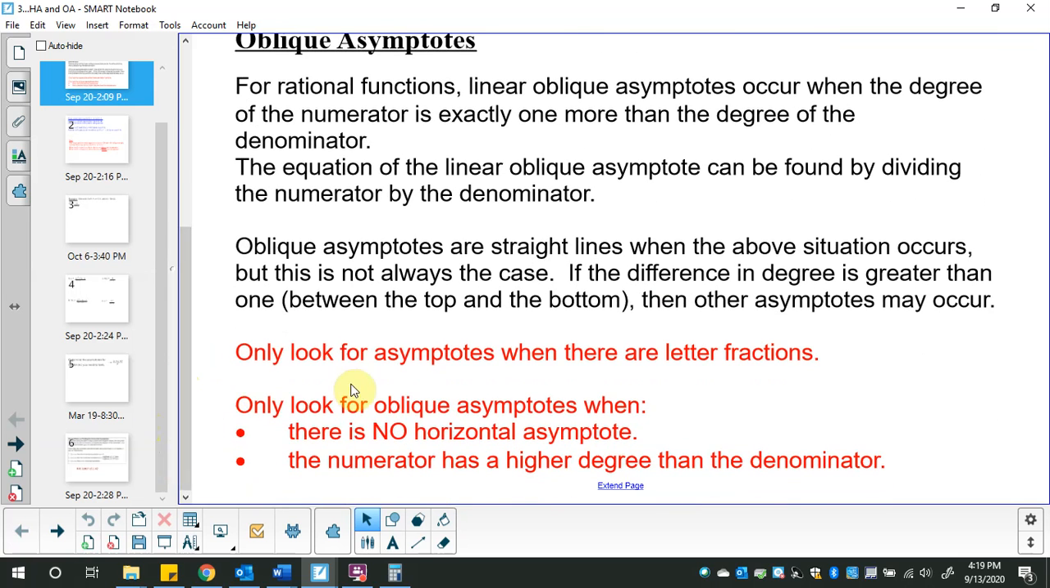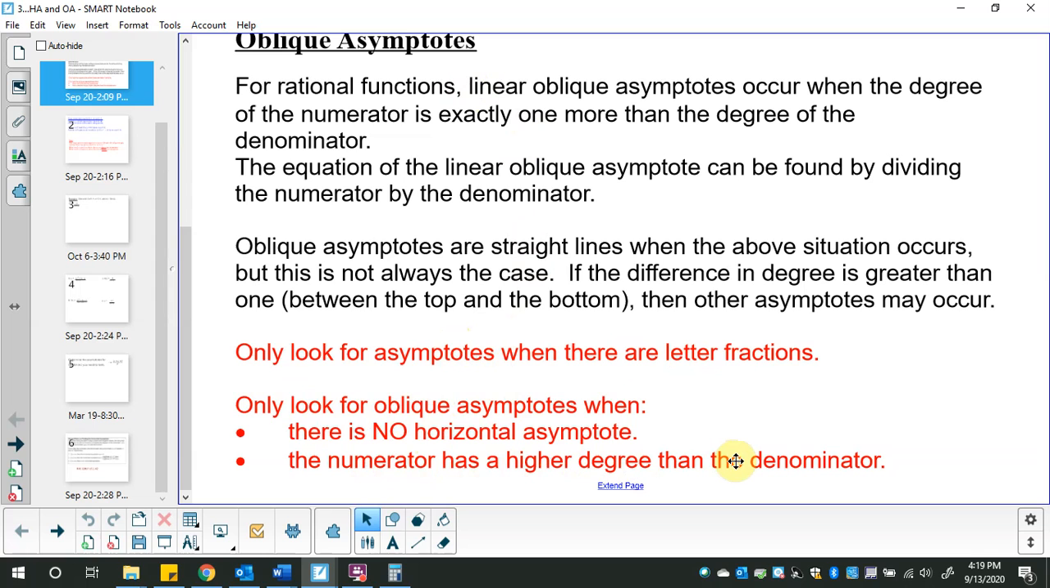You only look for asymptotes when there are letter fractions. So we've discussed the fact that when you have rational functions, you no longer get to look for double roots or points of inflection. Instead, you get to look for asymptotes when they're letter fractions. And you only look for oblique asymptotes when there is no horizontal asymptote, and that happens when the numerator has a higher degree than the denominator. So we're going to look at some questions.